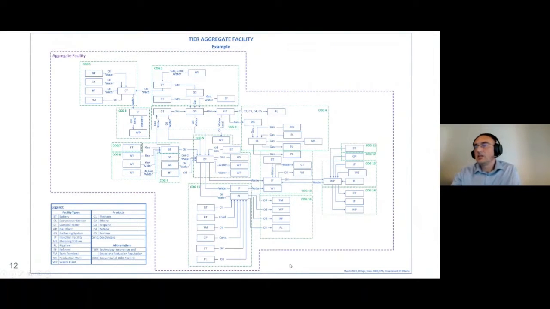These COG boundaries basically are related to the facilities that are adjacent to each other, at least on the diagram, but not necessarily adjacent in reality. Even if they are connected through a pipeline, they can still be considered as operating in an integrated manner, and be called conventional oil and gas facilities.